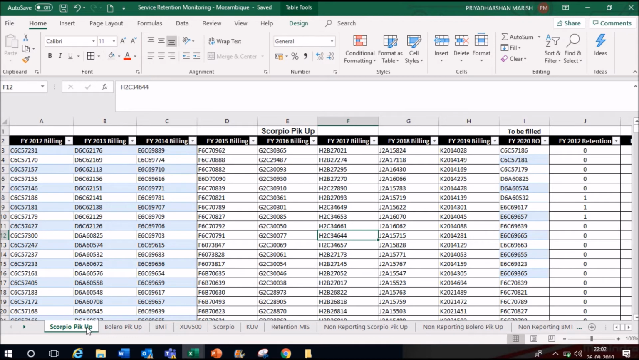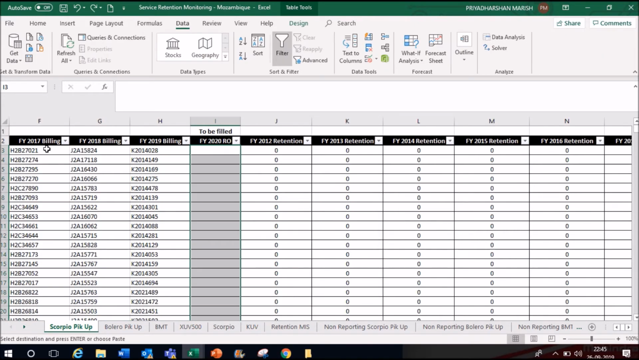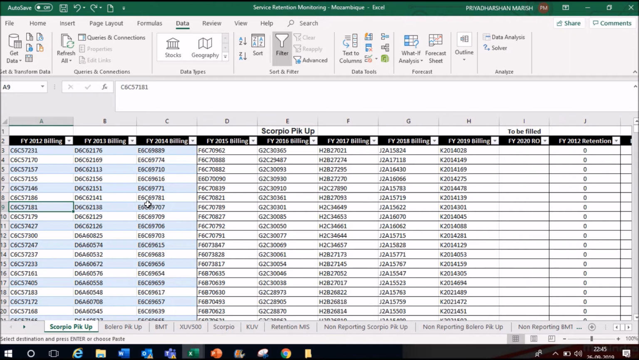So I've considered the sales data of Mozambique of the top 6 models that they have sold, which are Scorpio pickup, Bolero pickup, BMT, XUV 500, Scorpio SUV, and KUV. The logic of considering these models is that they should have sold at least 50 units of these. So I've started from financial year 12. So 12, 13, 14, these three are the vintage lot, and 15, 16, 17, 18, 19 are the active lot. As you can see, the sales data is already filled. This is particular to Mozambique.